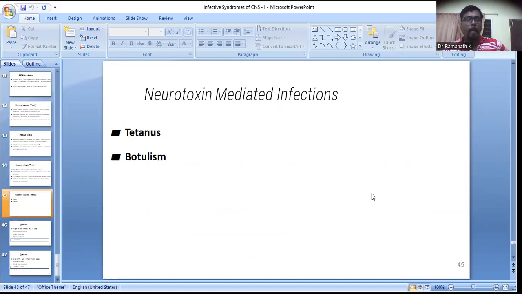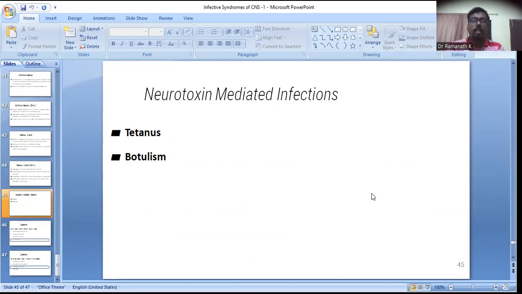And the last one is neurotoxin-mediated infections, that is tetanus and botulism, which are both produced by the toxins of Clostridium species, either Clostridium tetani or Clostridium botulinum.